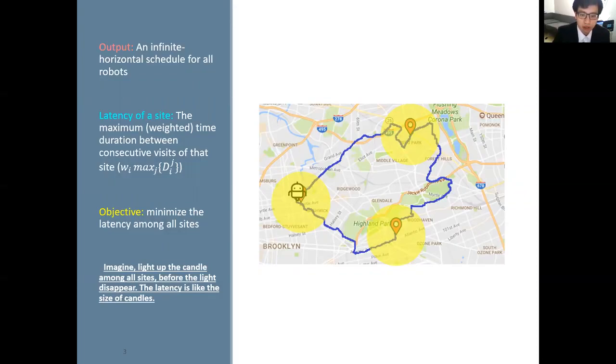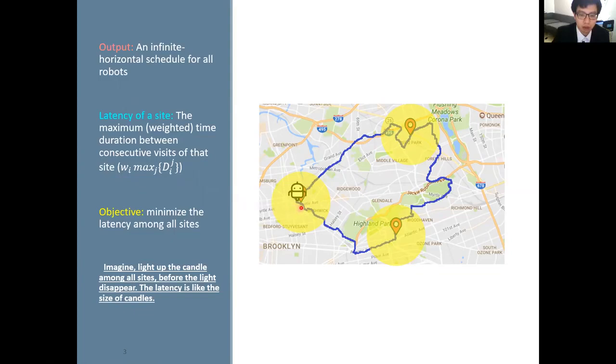The right figure is our scenario. You have, let's say, one or multiple agents, and you have several sites with some kind of weight, which is the green and orange dots here. Our output is an infinite horizon schedule for all the robots. We define the latency as the maximum waiting time duration between consecutive visits of that site.